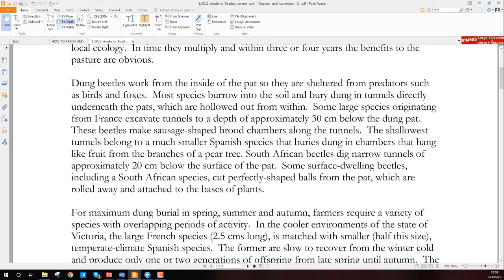Okay, so we find 20 centimeters, we find 30 centimeters. So these two are going to be the easiest to do. So I'm going to do this one first, 30 centimeters. Some large species originating from France excavate tunnels to a depth of approximately 30 centimeters below the dung pad.